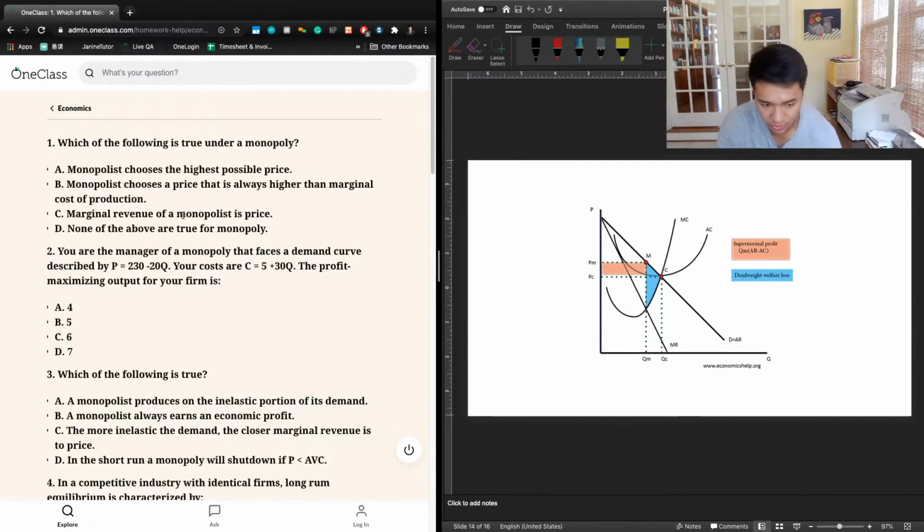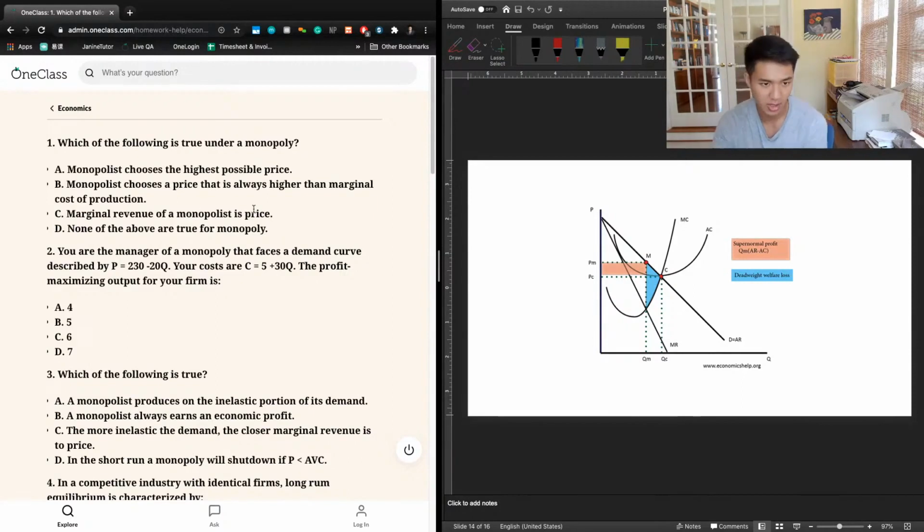B says monopolists choose a price that is always higher than marginal cost. That is true, right? Because if you find the intersection of marginal cost and marginal revenue, and then look at where that quantity demands a price on the demand curve, the price you get will always be higher than marginal cost. So B is the correct answer.